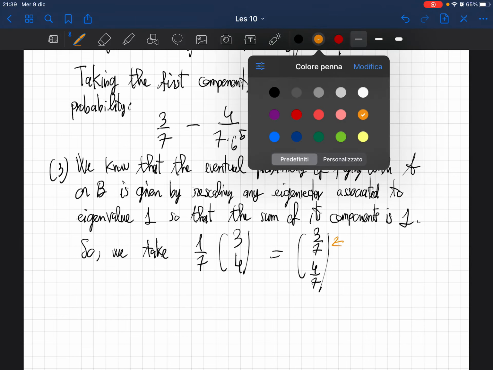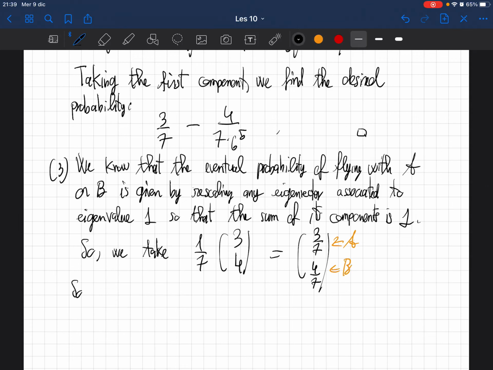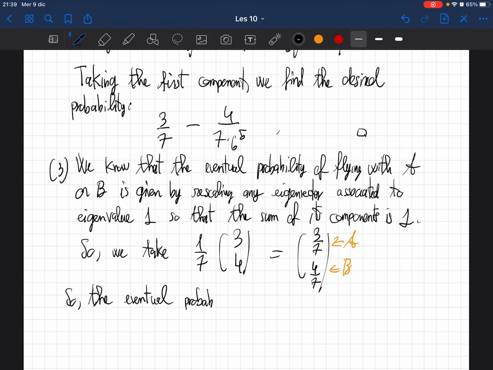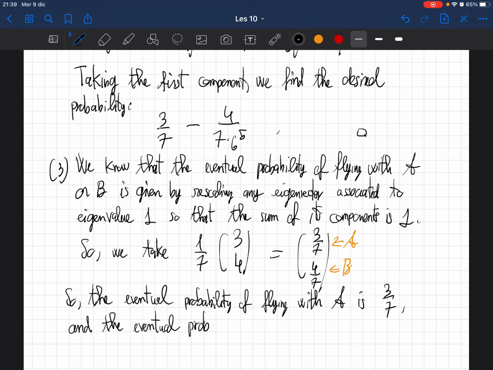Let's write. So this is A and this is B. So eventual probability of A is 3 over 7 and eventual probability of B is 4 over 7. Yeah, this is it.